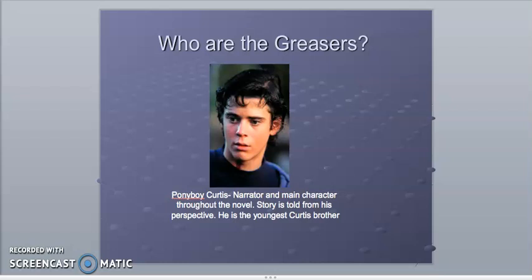So Ponyboy Curtis, and that is his real name that his parents gave him. He is the narrator and the main character throughout the novel. The story is told from his perspective and first-person point of view. He is the youngest Curtis brother. So there are three brothers, and he is the youngest one.